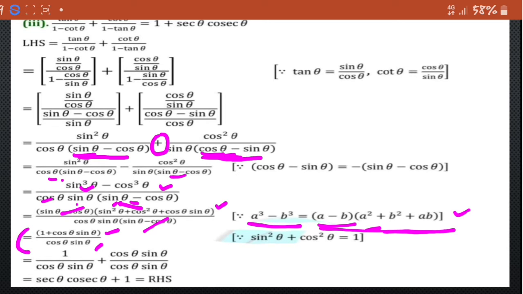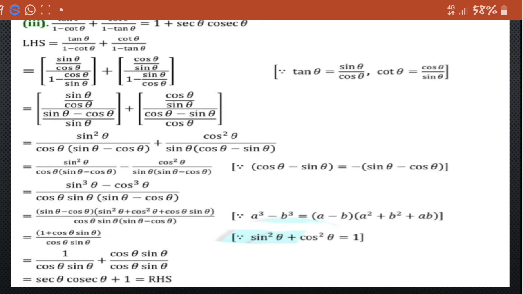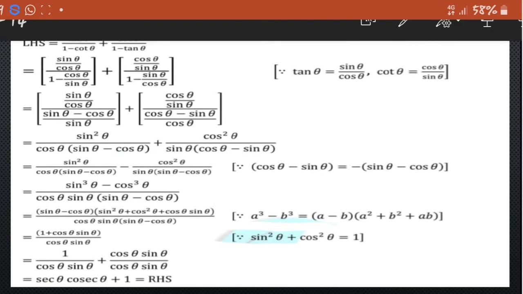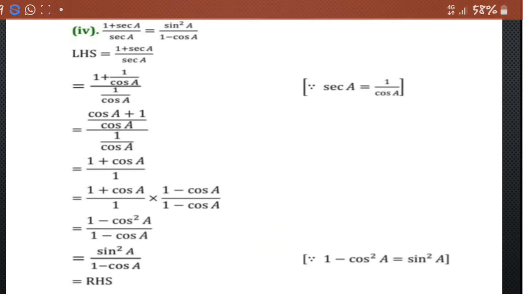In the next line you can split the fraction. It will become 1 by cos theta into sin theta plus cos theta sin theta by cos theta sin theta. So these two will cancel each other. If you take the reciprocal of cos theta, it will be sec theta. If you take the reciprocal of sin theta, it will be cosec theta. That means 1 plus sec theta cosec theta, which is equal to the RHS part. In this way you have to solve this one. Now the next slide.